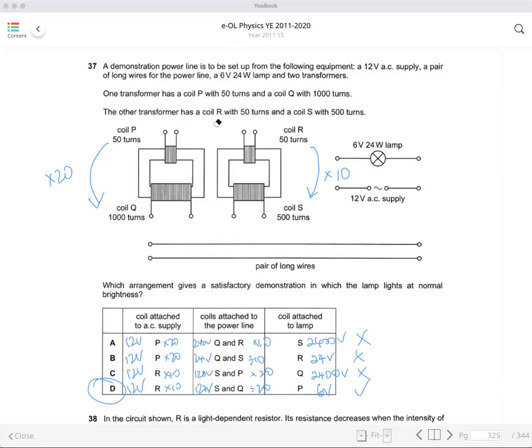Are you all clear about this? The number of turns is proportional to the voltage. Clear now?